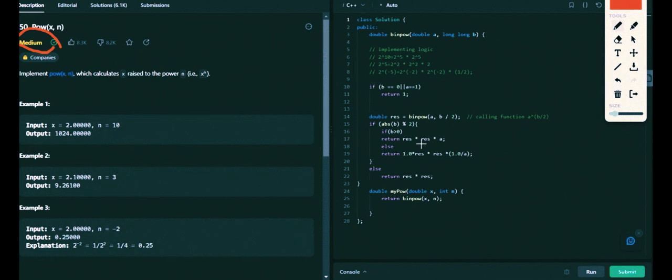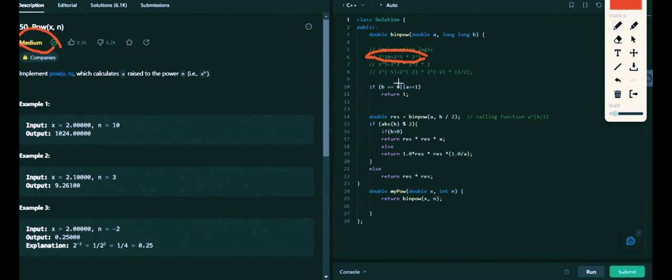One of the interesting facts of this question is that we can do this in O of log n time. That is binary exponentiation. So we can write 2 to the power 10 as 2 to the power 5 into 2 to the power 5, and 2 to the power 5 can be written as 2 to the power 2 into 2 to the power 2 into 2.